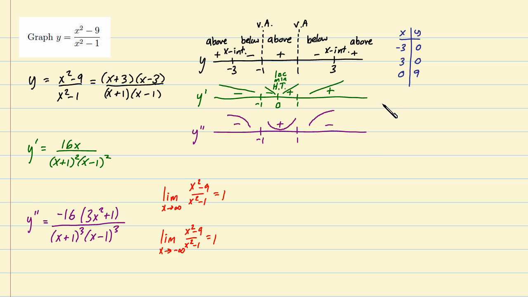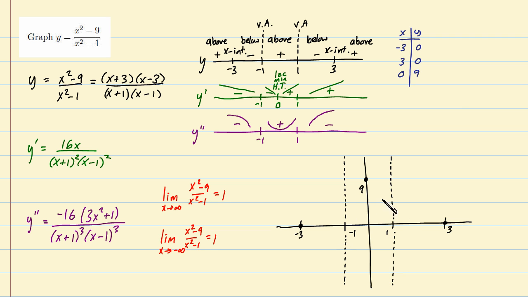Now, let's lay out our graph. We start by drawing our axes, and then finding all of these points and labeling those, like so. Don't forget, looking at this first line, we also have a vertical asymptote at -1 and a vertical asymptote at 1. So let's label those, like so.